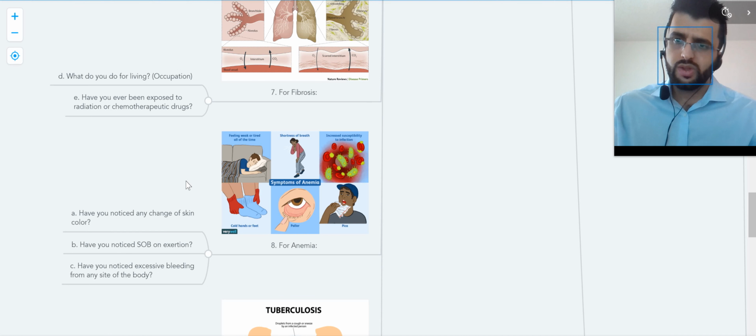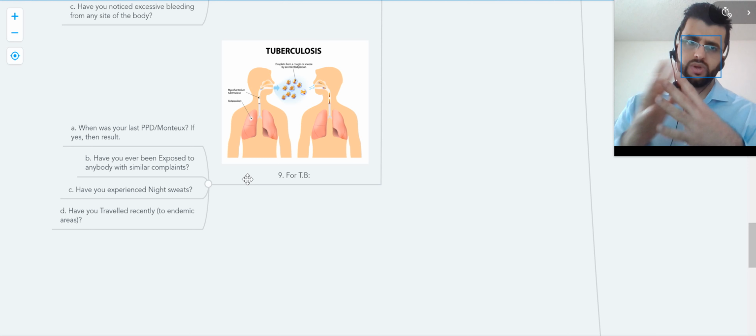For anemia, three questions. Have you noticed any change in the color of your skin? You will be pale. Have you noticed any shortness of breath on exertion? Okay. Have you noticed any bleeding from any side of your body? Okay, three things. For TB, our usual four questions. Last PPD, any sick contacts, night sweats, travel. Okay, three or four things, remember.